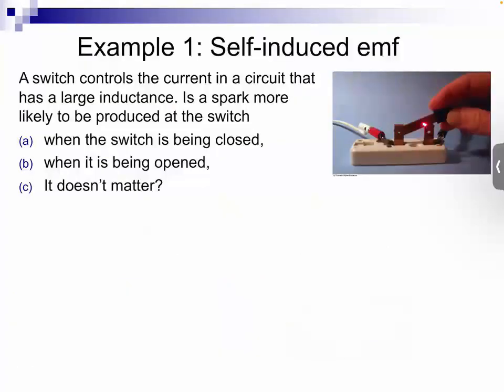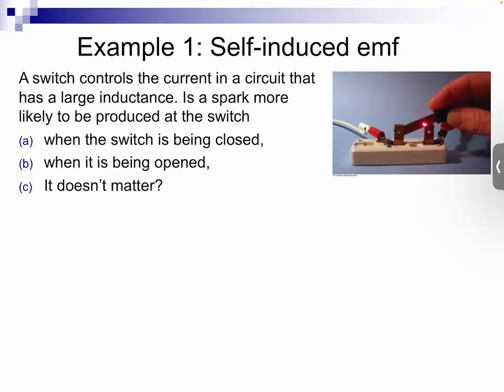Yep. So just to drive home the concept of the inductor and self-inductance, say a switch controls a circuit. You turn on the switch, current flows because you complete the circuit. If you turn off the switch, the current disappears, or stops flowing, because you have an open circuit. So for example, is a spark more likely to be produced if the switch is closed, or is it likely to be produced if the switch is opened, or does it matter? Meaning, will the spark always be produced if the switch is closed or opened?